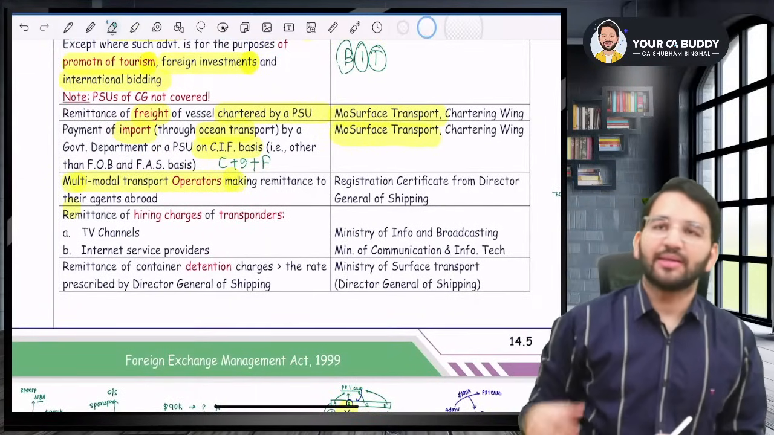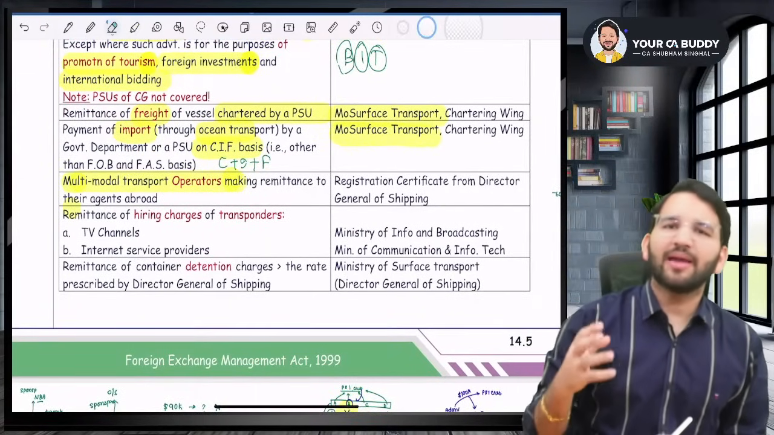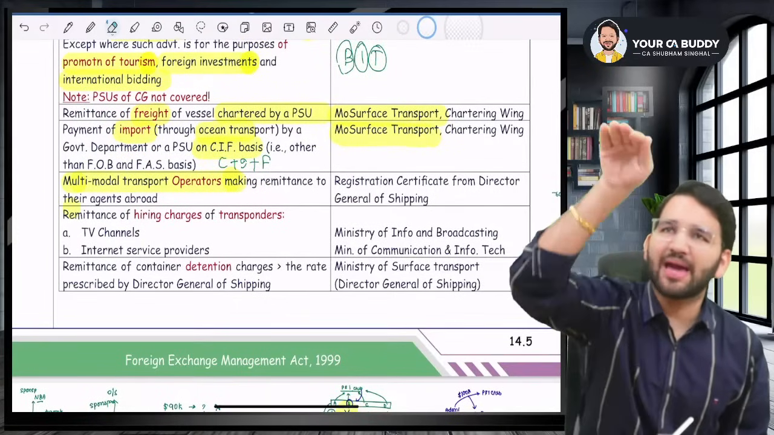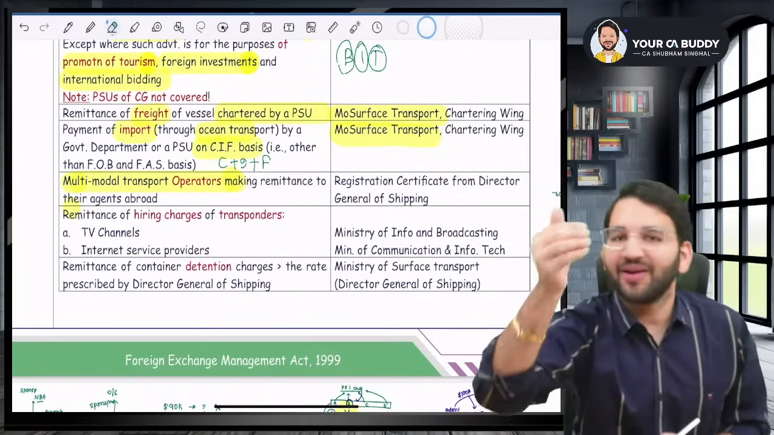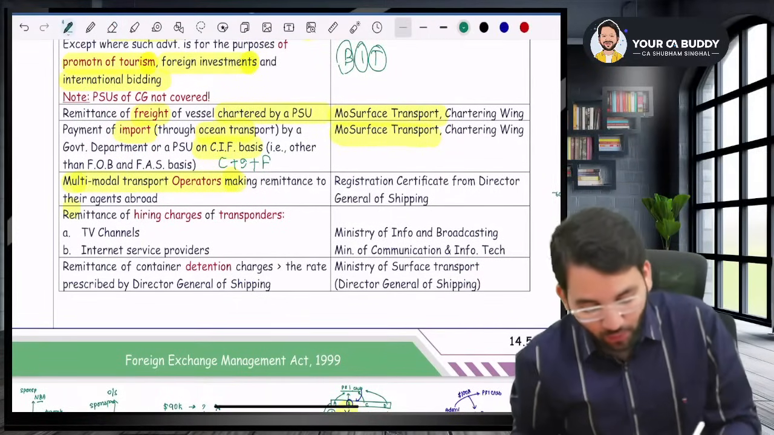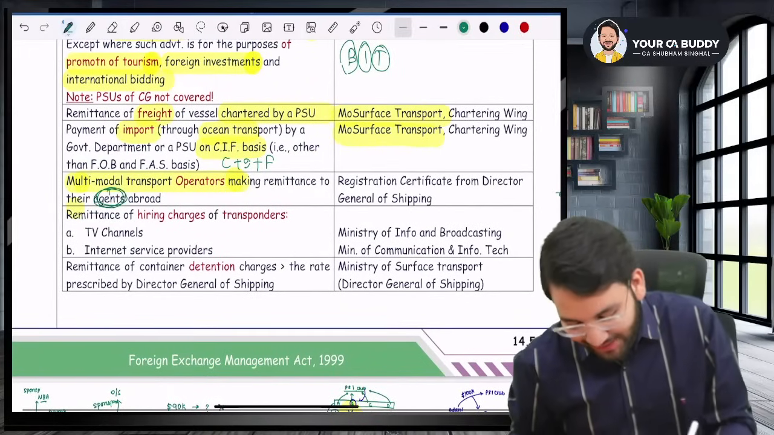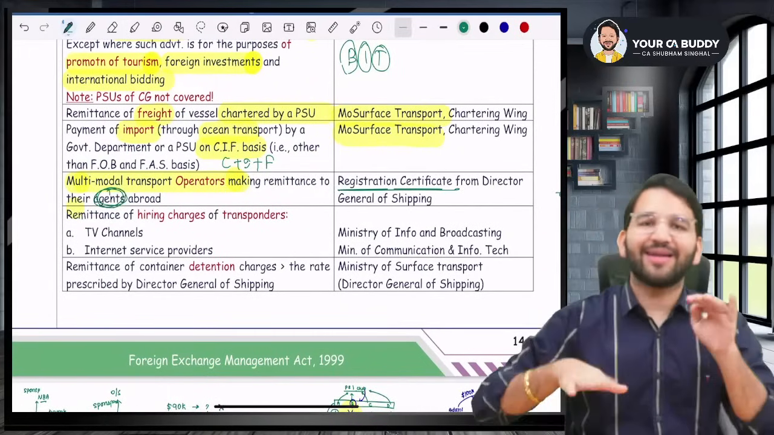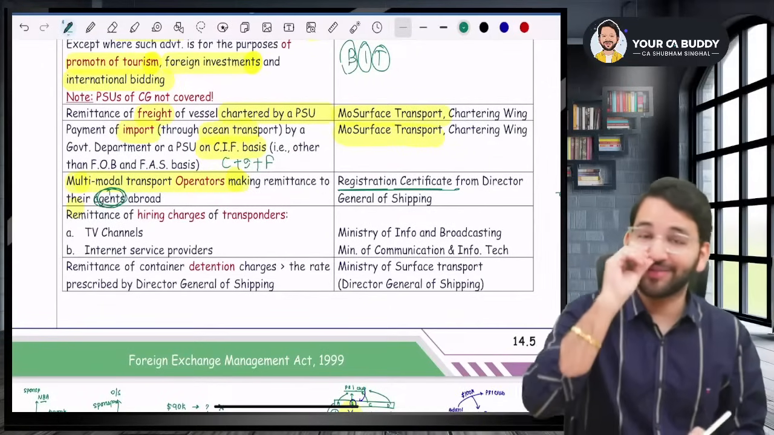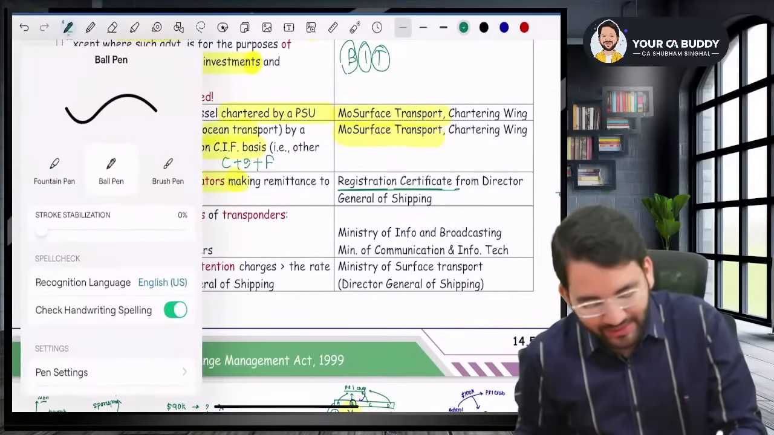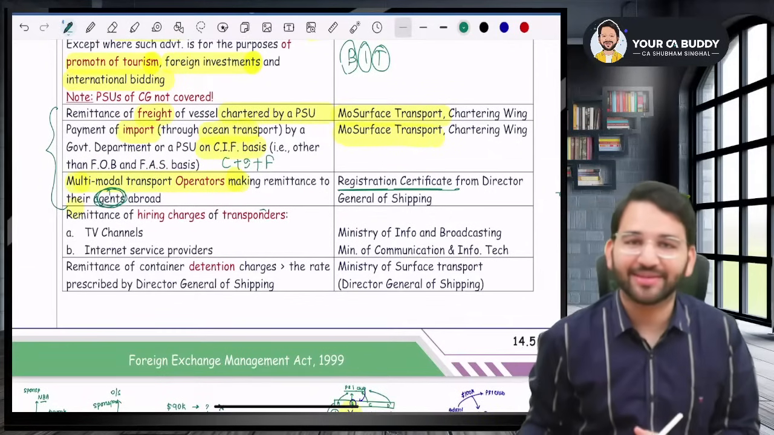Listen to me very carefully. Sir, multimodal transport operators like Blue Dart bring something via air, then land, then water. If there are multimodal transport operators and they want to make some payment to their agents, then they will have to take a registration certificate. So these three things are related to freight or vessels.